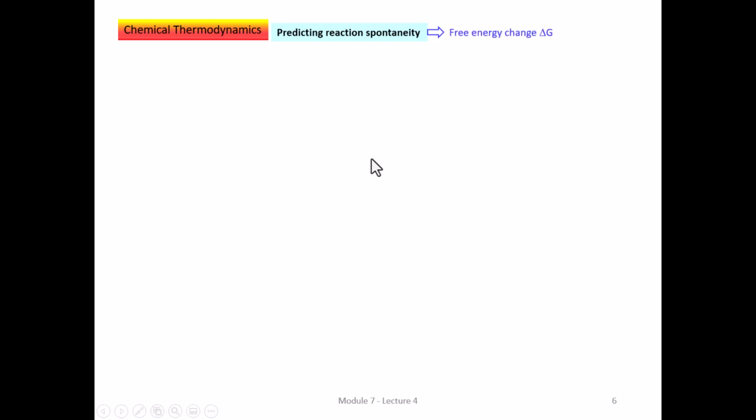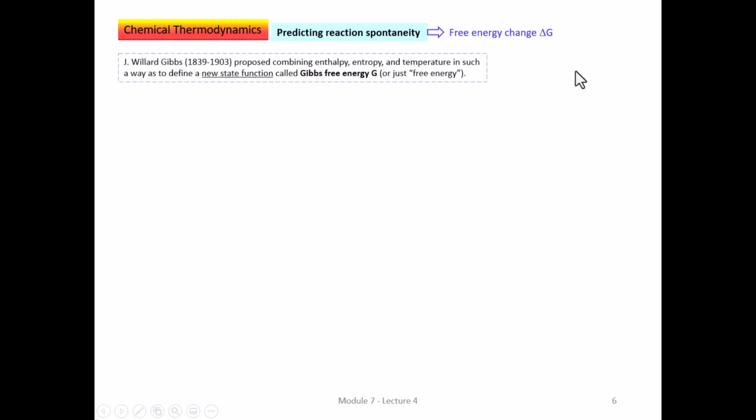In part 2 of this lecture, we'll spend our time discussing the free energy change deltaG that I promised would be a good way to predict reaction spontaneity. Let's talk about where this deltaG term comes from.